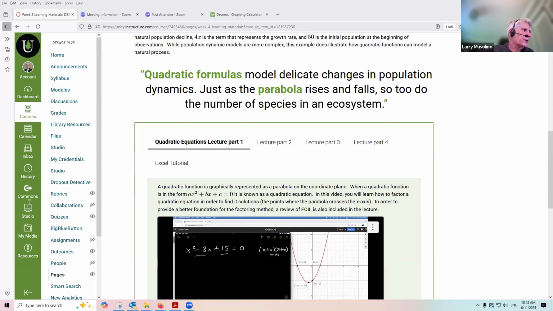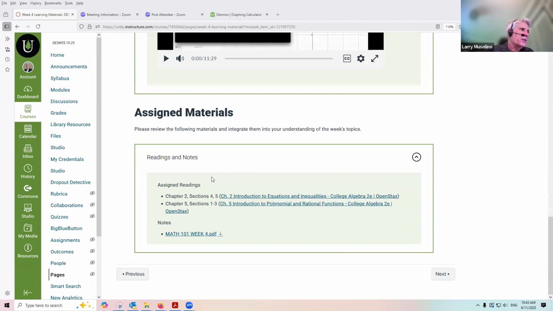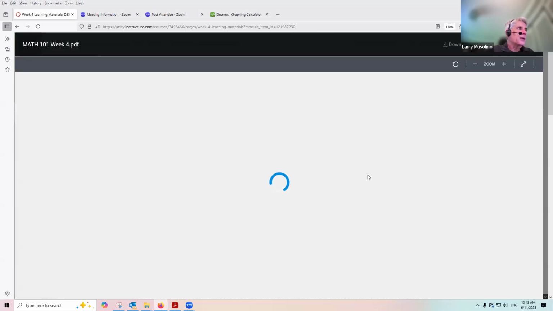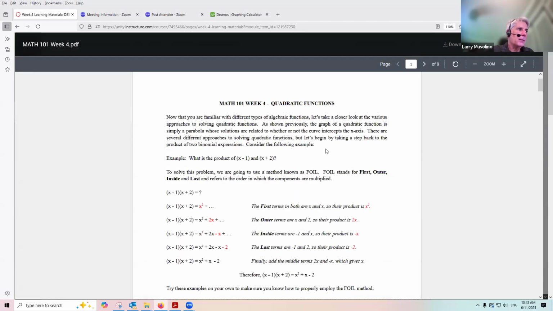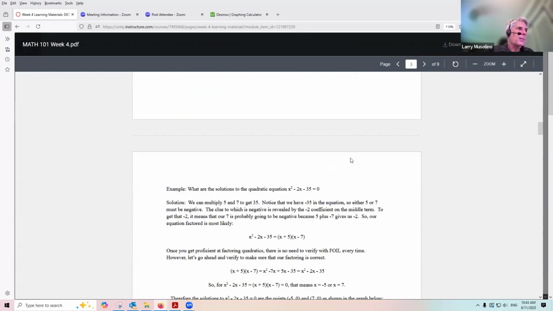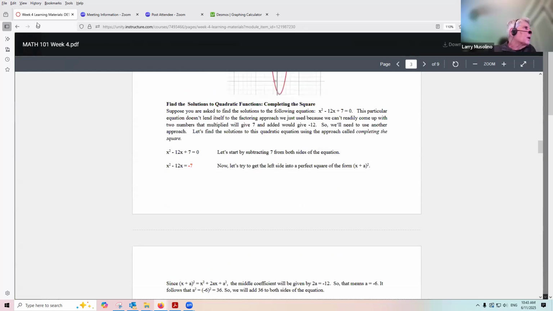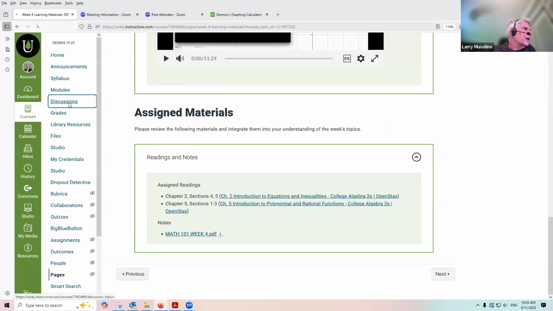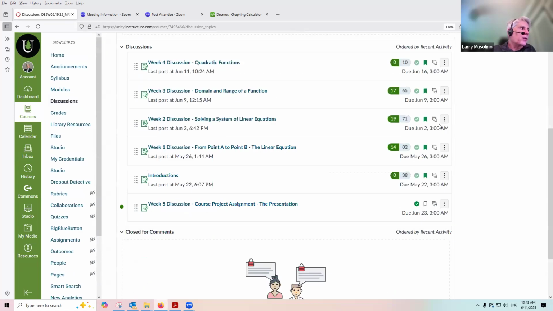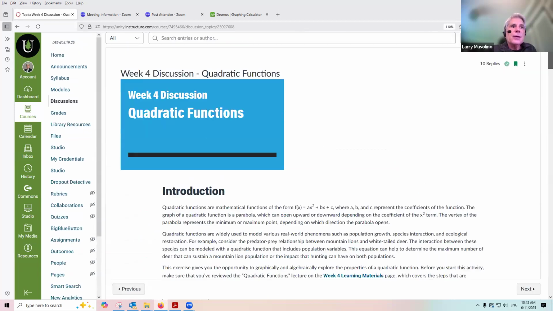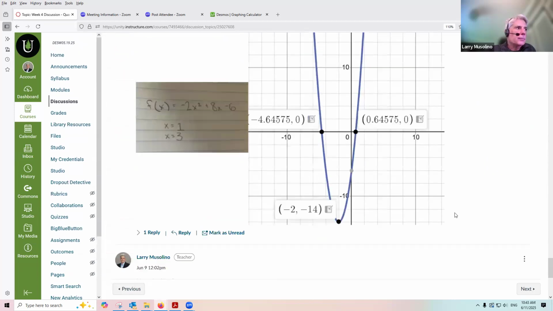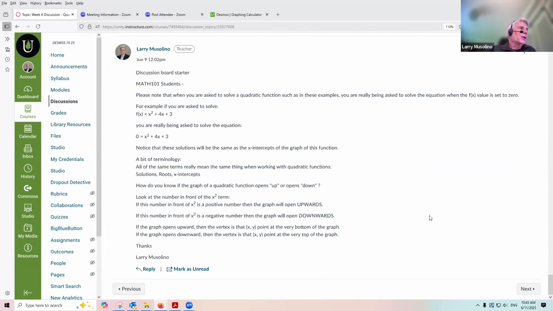By the way, if I scroll down a little bit, notice down here, there are some notes, this PDF file. I'll open this up so you can take a look at it. Please look this over. This has a lot of good information about working with quadratic functions. All right, let me give you a little bit of background on quadratic functions. For that, let me go to the week 4 discussion, and I'm going to scroll all the way down to the bottom where I put some notes here.